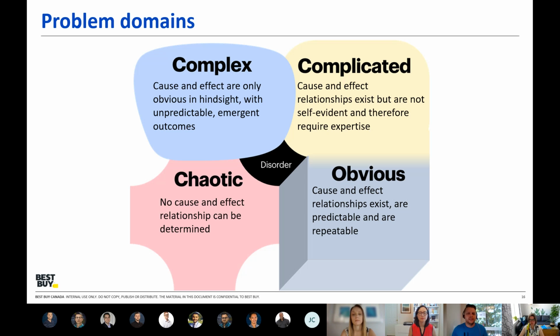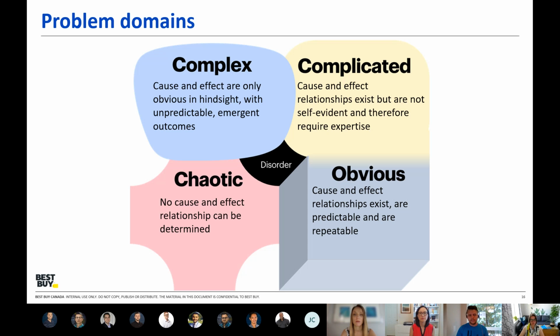So the things to note on complicated and obvious, that's where cause and effect is known. If you're an expert in the field or you've done a problem enough times, you know the solution. And it's just all about looking at it and understanding, okay, this A causes B, so I'm just going to do A because I know it causes B.